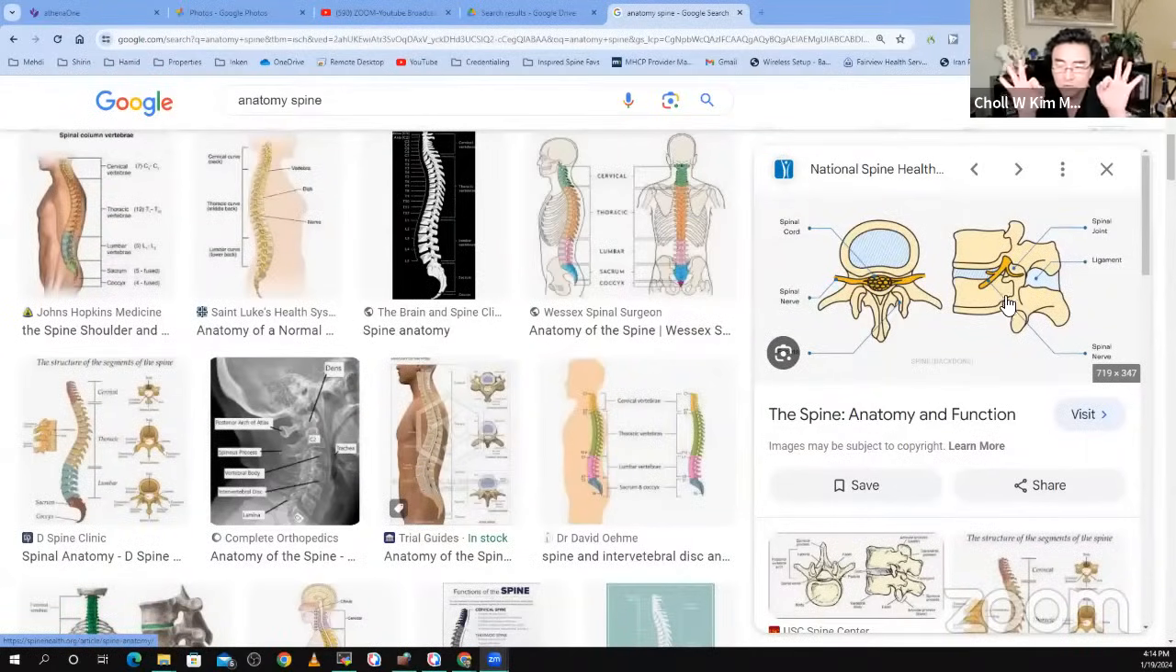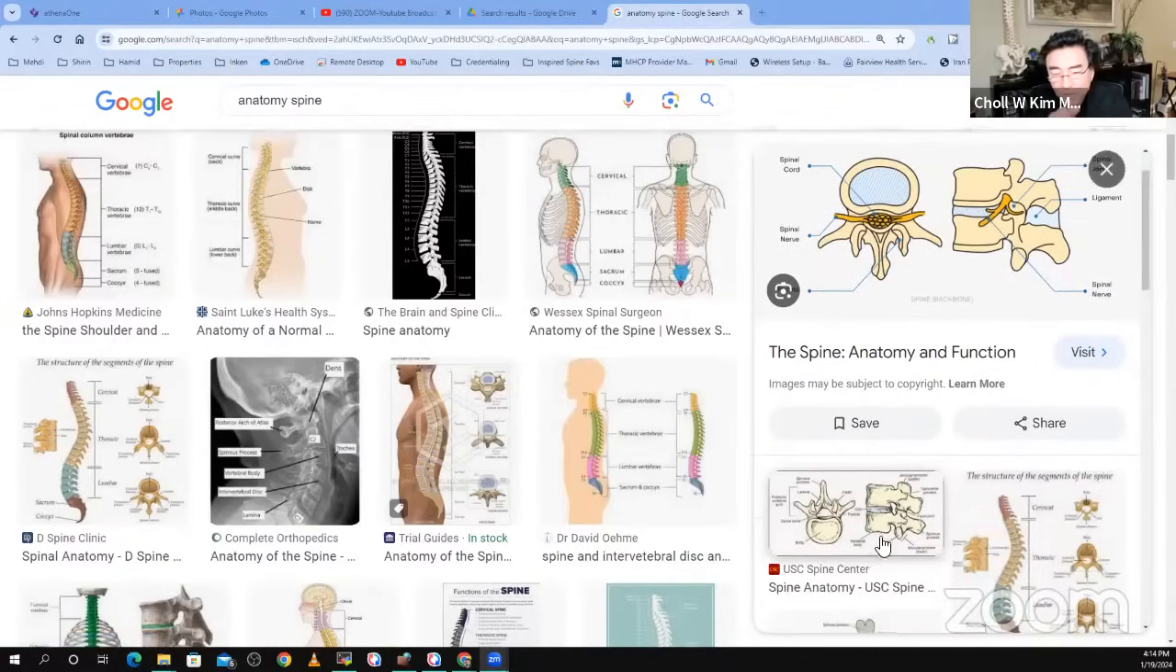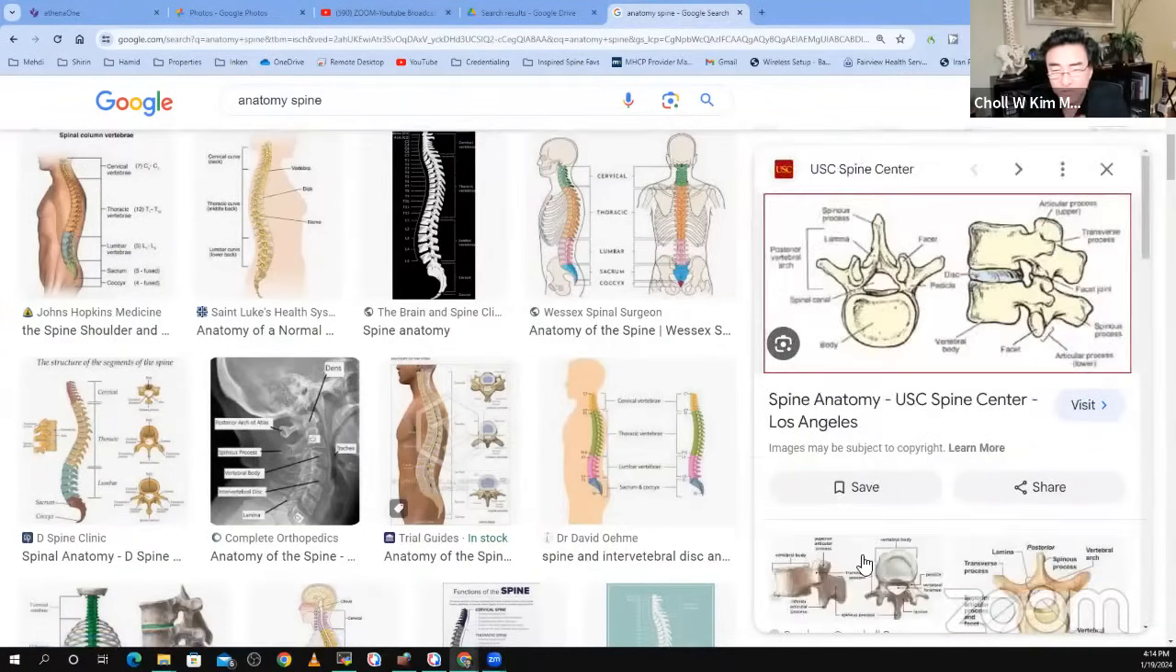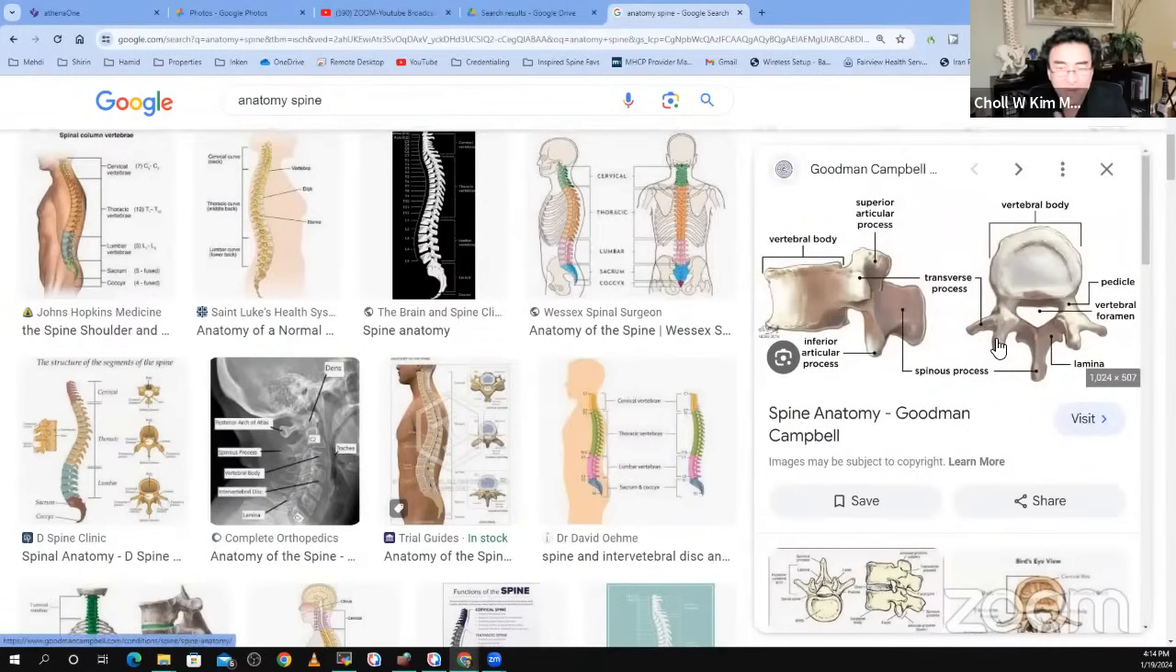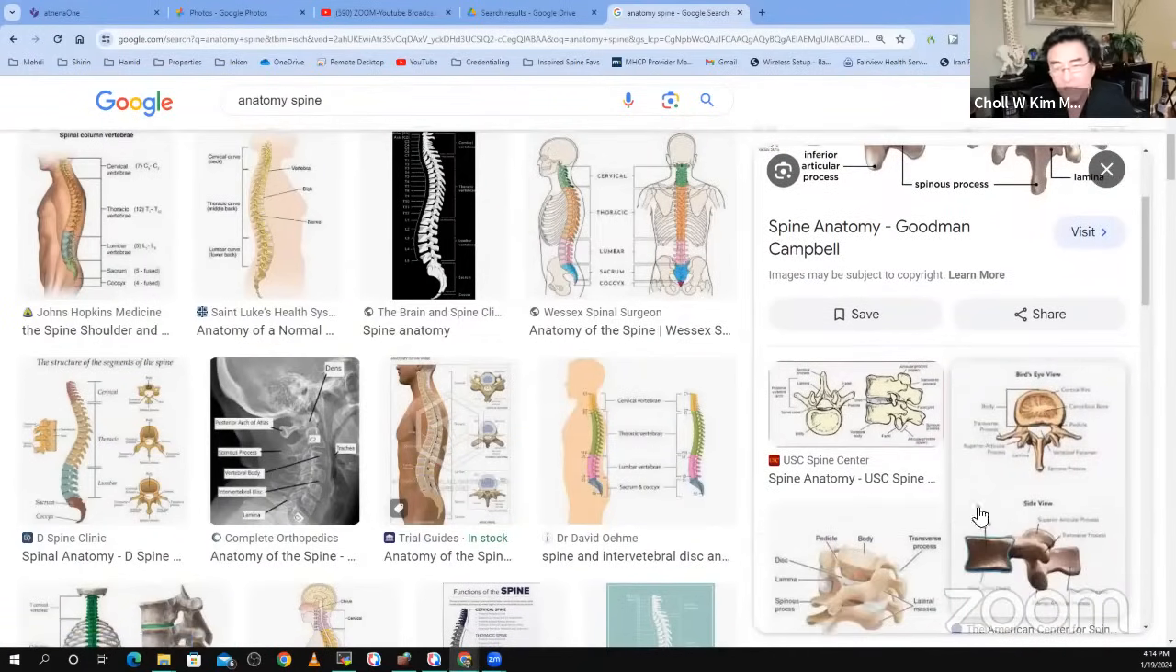So each joint in the body is different, but the spine has like a tripod configuration. The front is this shock absorbing disc. The back are two little joints called the facet joints. And together they provide a little bit of motion that allows you to move around in three-dimensional space, but not so much so that you collapse down or crumble.